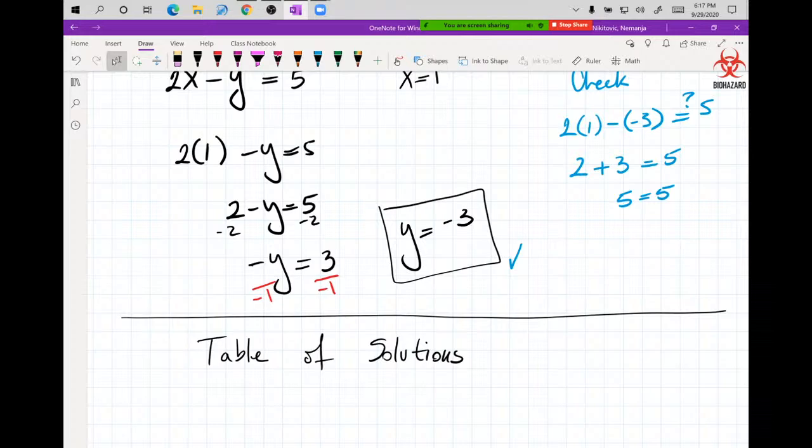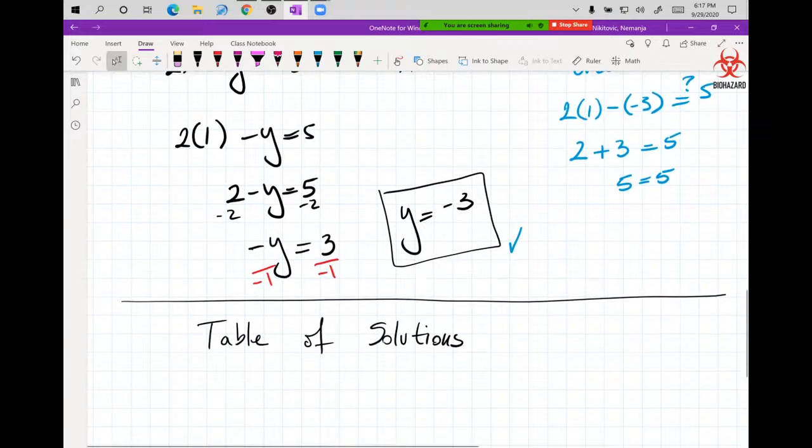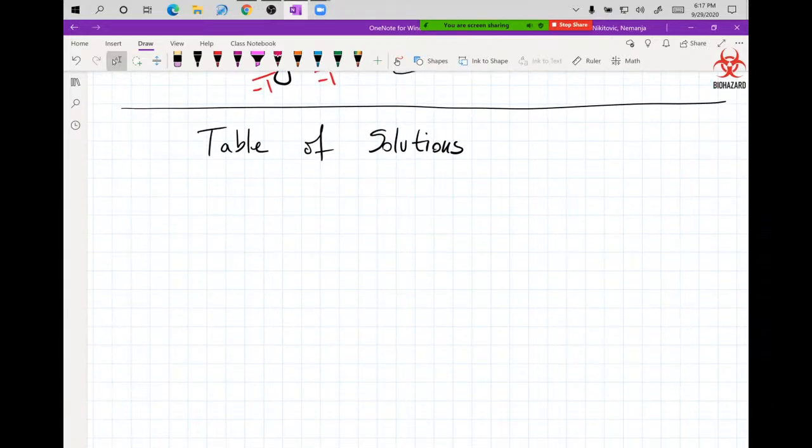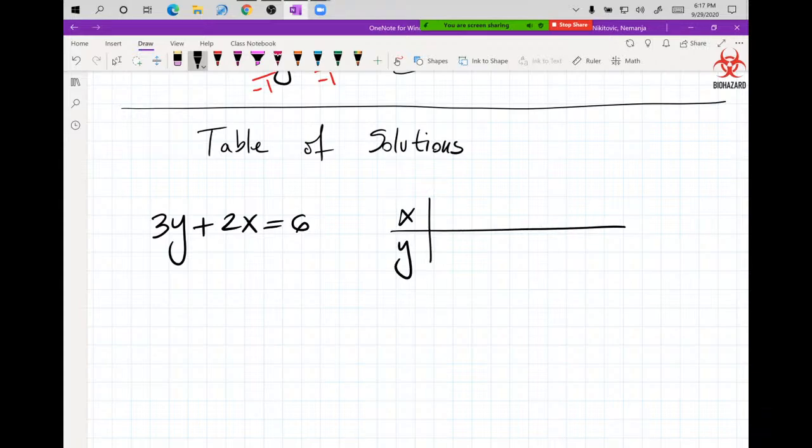So now for this chart of values, I'm just going to lift a problem from homework, which is what you guys are going to see many times in your MyMathLab. They give you the equation 3y plus 2x equals 6, and then they give you the chart of x and y values, where they give you these y values: negative 2, 0, 2, 4, and 8.